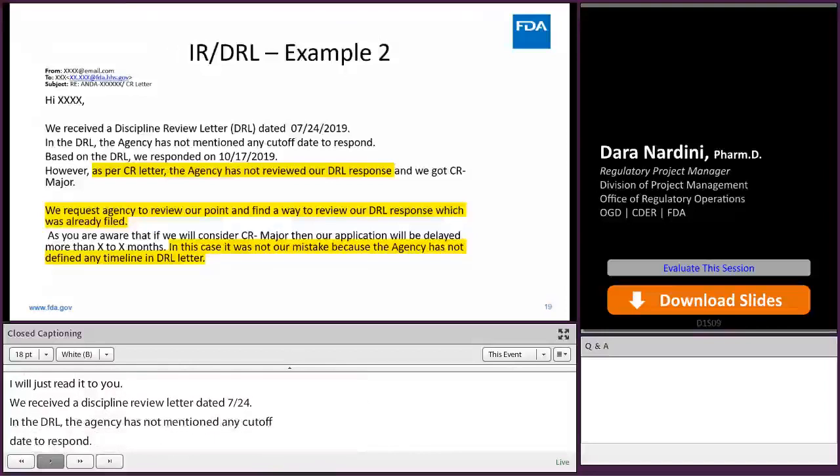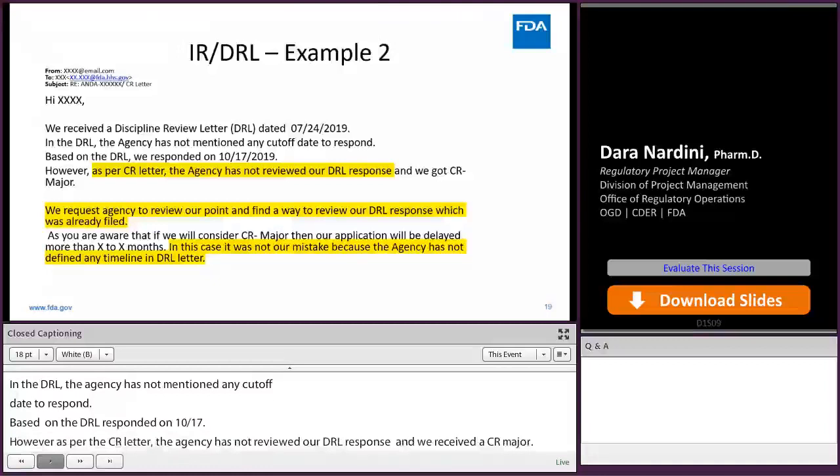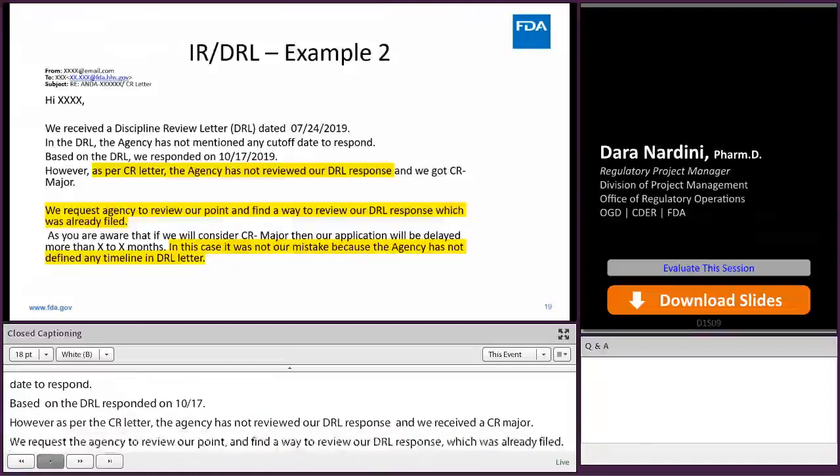We request the agency to review our point and find a way to review our DRL response, which was already filed. As you are aware, if we're considered a CR major, then our application will be delayed by months. In this case, it was not our mistake because the agency has not defined any timeline in the DRL letter.